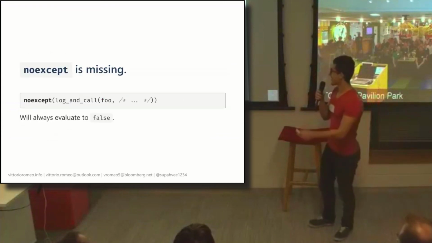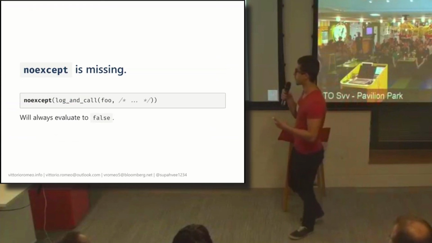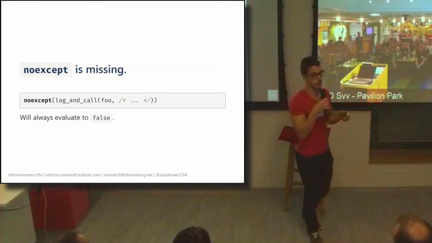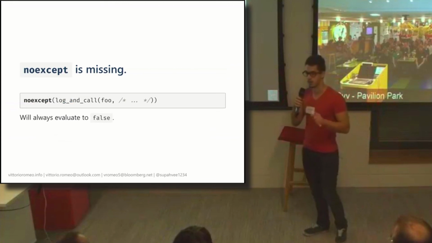noexcept. noexcept is missing, and if we try to invoke the noexcept operator on our wrapper, we will see that it will always evaluate to false, and that might not be the case for the function provided by the user. So we have a mismatch here, which might matter.